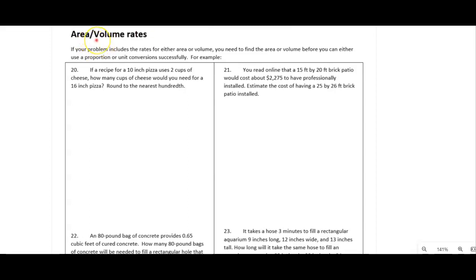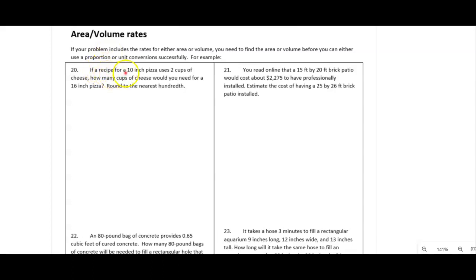Area and volume rates. If your problem includes rates for either area or volume, you need to find the area or volume before you can either use a proportion or unit conversions successfully. In these examples, I will still use proportions since that's what we've been working on recently. So we have number 20.